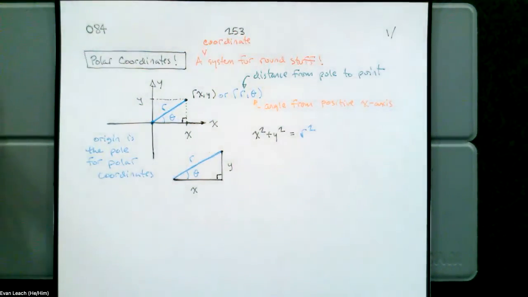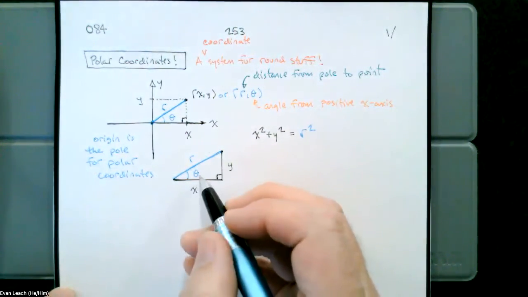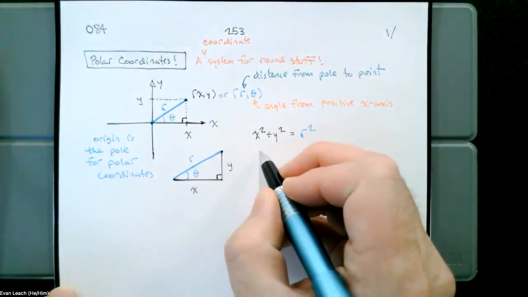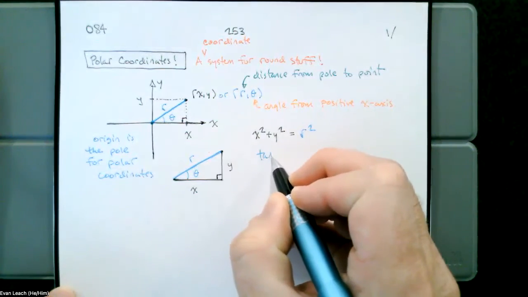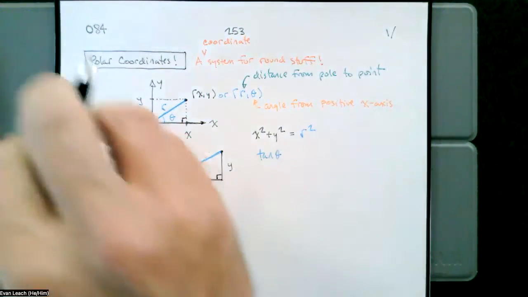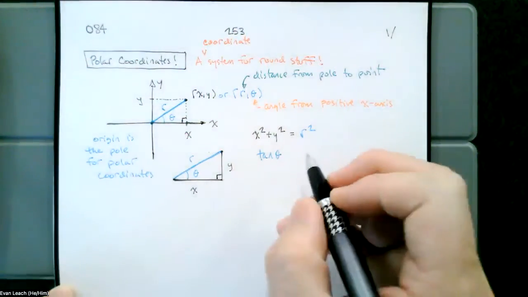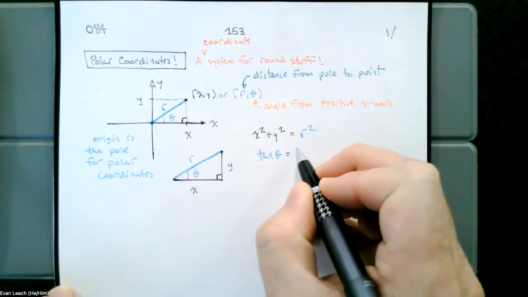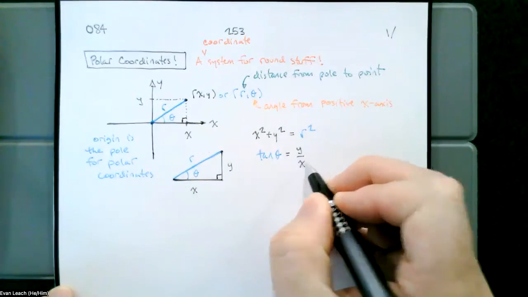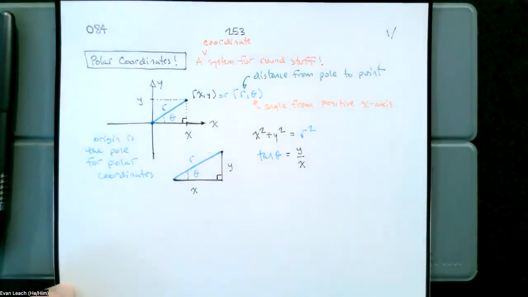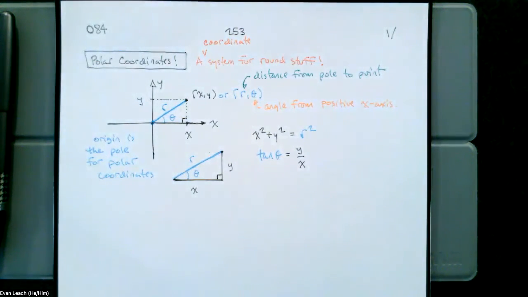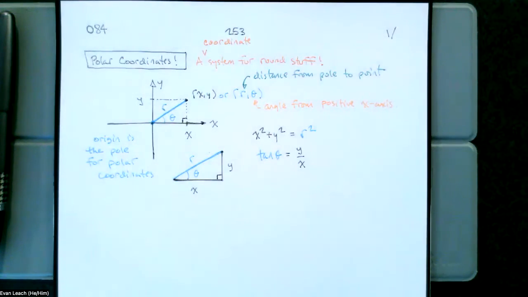And the tangent of theta is y over x. So that's a relationship between theta and x and y. Tangent of theta is y over x. So if we needed theta itself, we could just inverse tangent both sides.